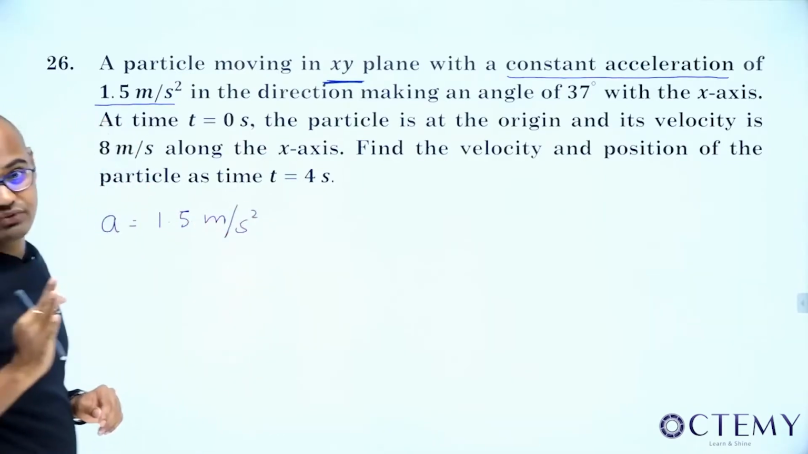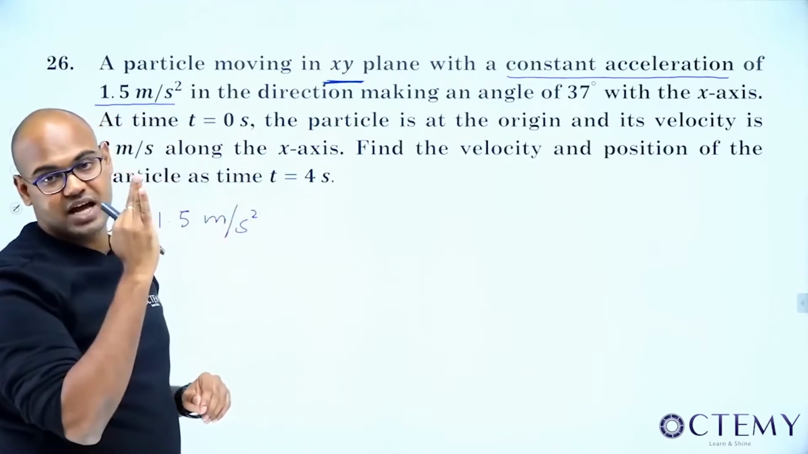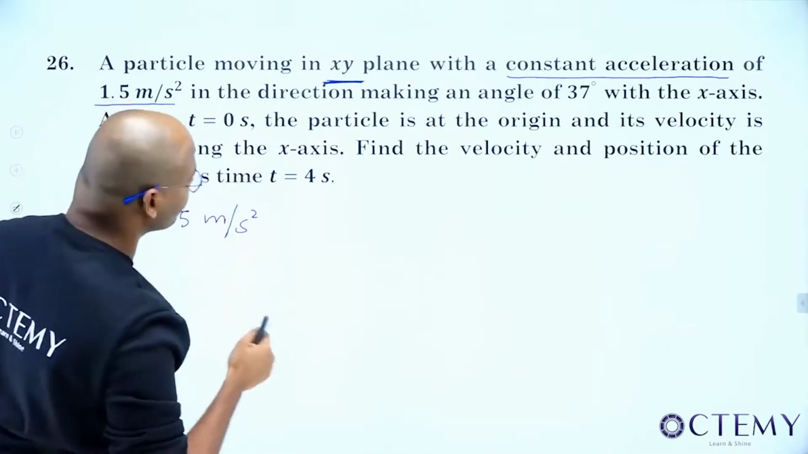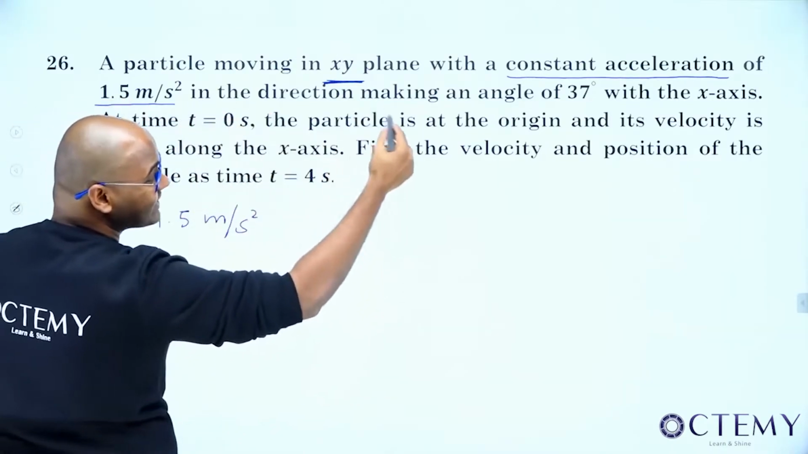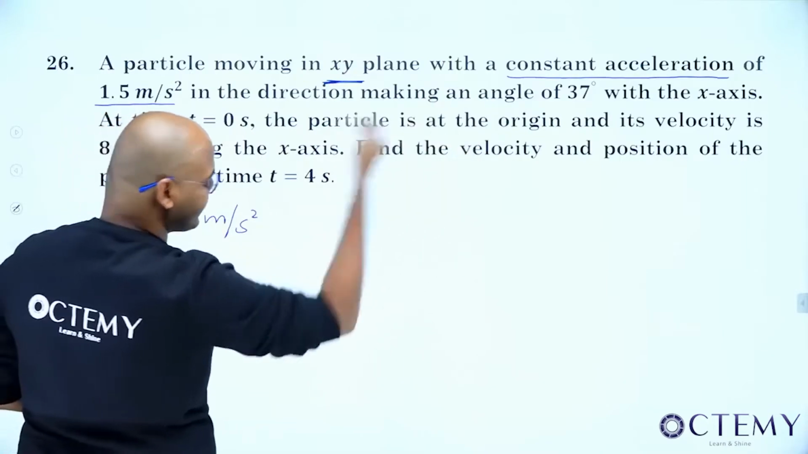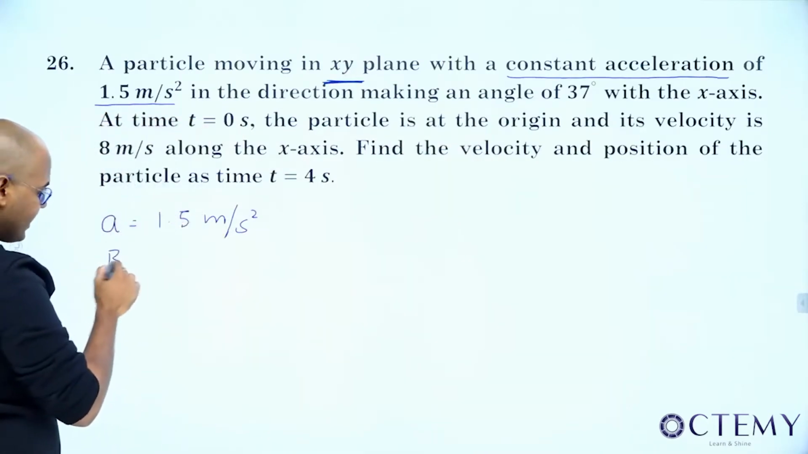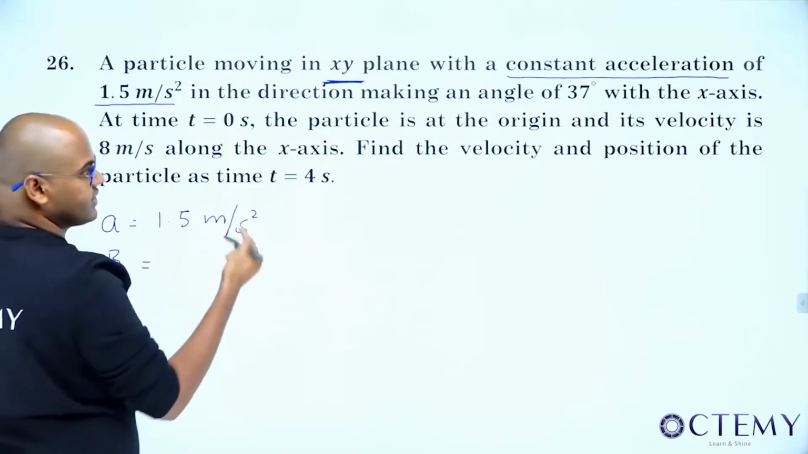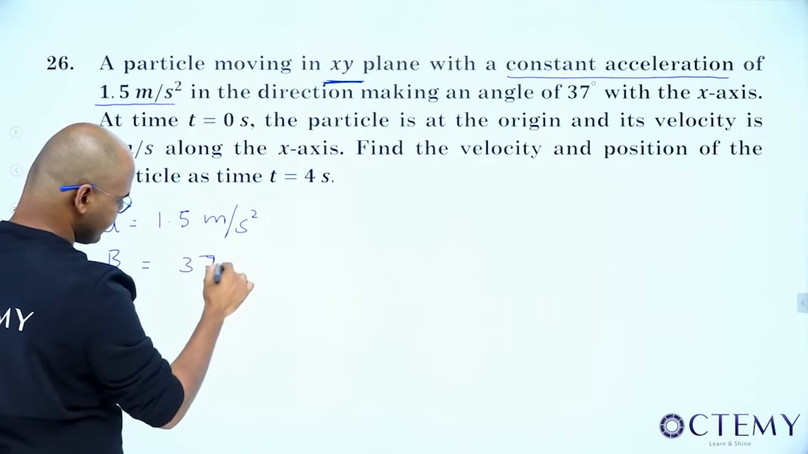I can apply my three formulas. What's that? v equal to u plus at, s equal to ut plus half at square, and v square minus u square equal to 2as. In the direction making an angle 37 degrees with the x-axis. Sir, I have reserved the angle beta for acceleration, and that beta is with the x-axis only, right? It is 37 degrees.